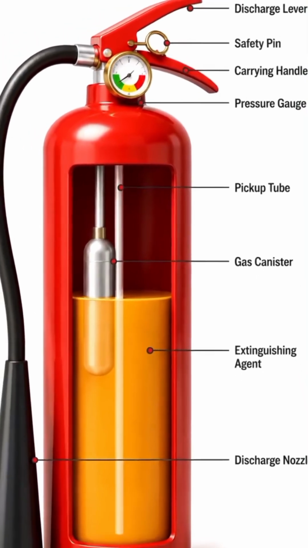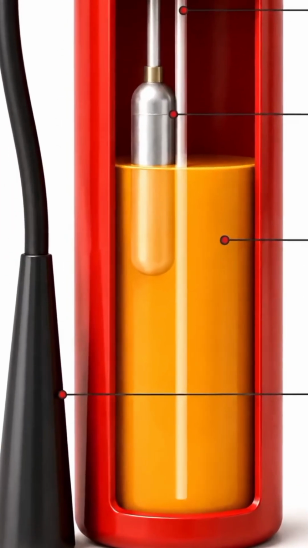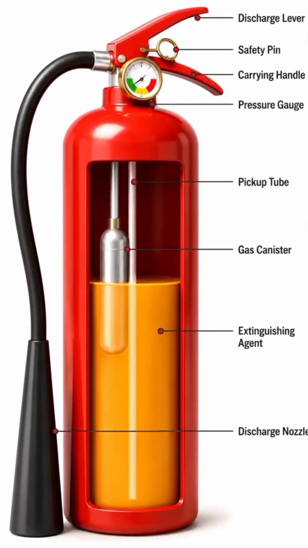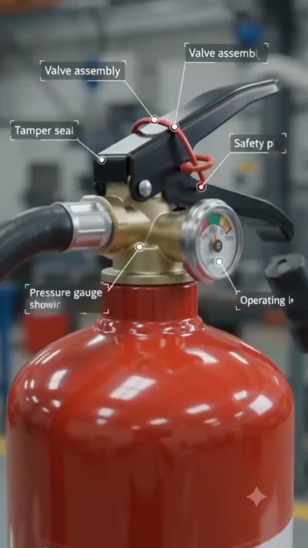Regular maintenance, including checking the pressure gauge monthly and scheduling professional annual inspections, ensures that when an emergency arises, the internal components shown in the diagram will function flawlessly to protect lives and property.